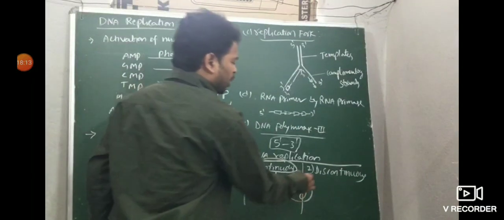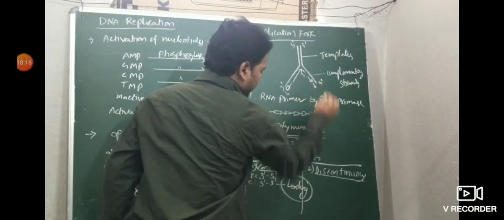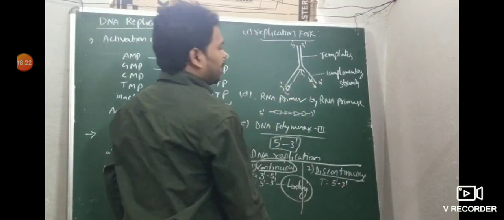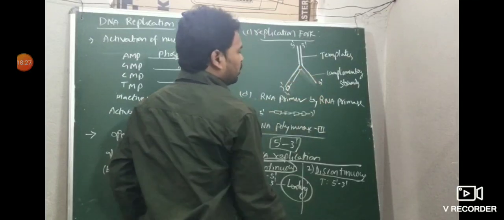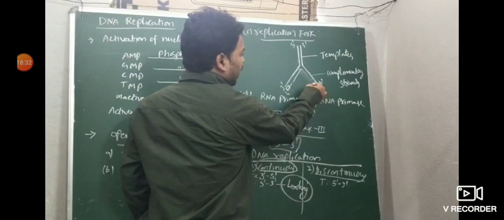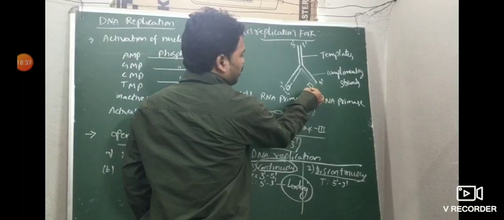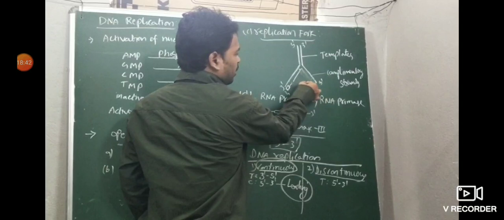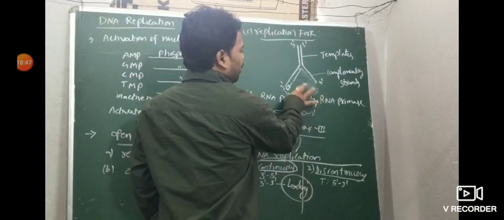Now come to discontinuous replication. What is the meaning of discontinuous replication, sir? You see here, the template is 5 prime to 3 prime. Of course, I told you the RNA primer is always formed opposite to the 3 prime end. But here 5 prime is there, sir. Here a hydroxyl group is present, so there is no chance to extend the strand because the template is not there. That's why the RNA primer is not formed here.